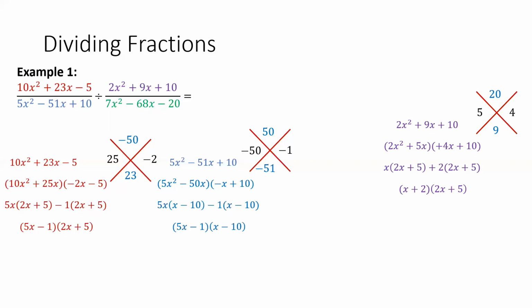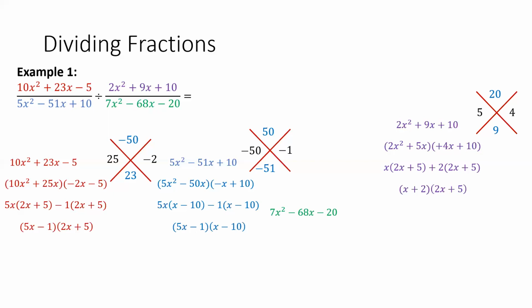I break things into my two groups, 2x squared plus 5x, and 4x plus 10. I pull an x out of my first two terms, I pull a 2 out of my last two terms, and so I'm left with my final factored form, x plus 2 times 2x plus 5. And I get to factor again.